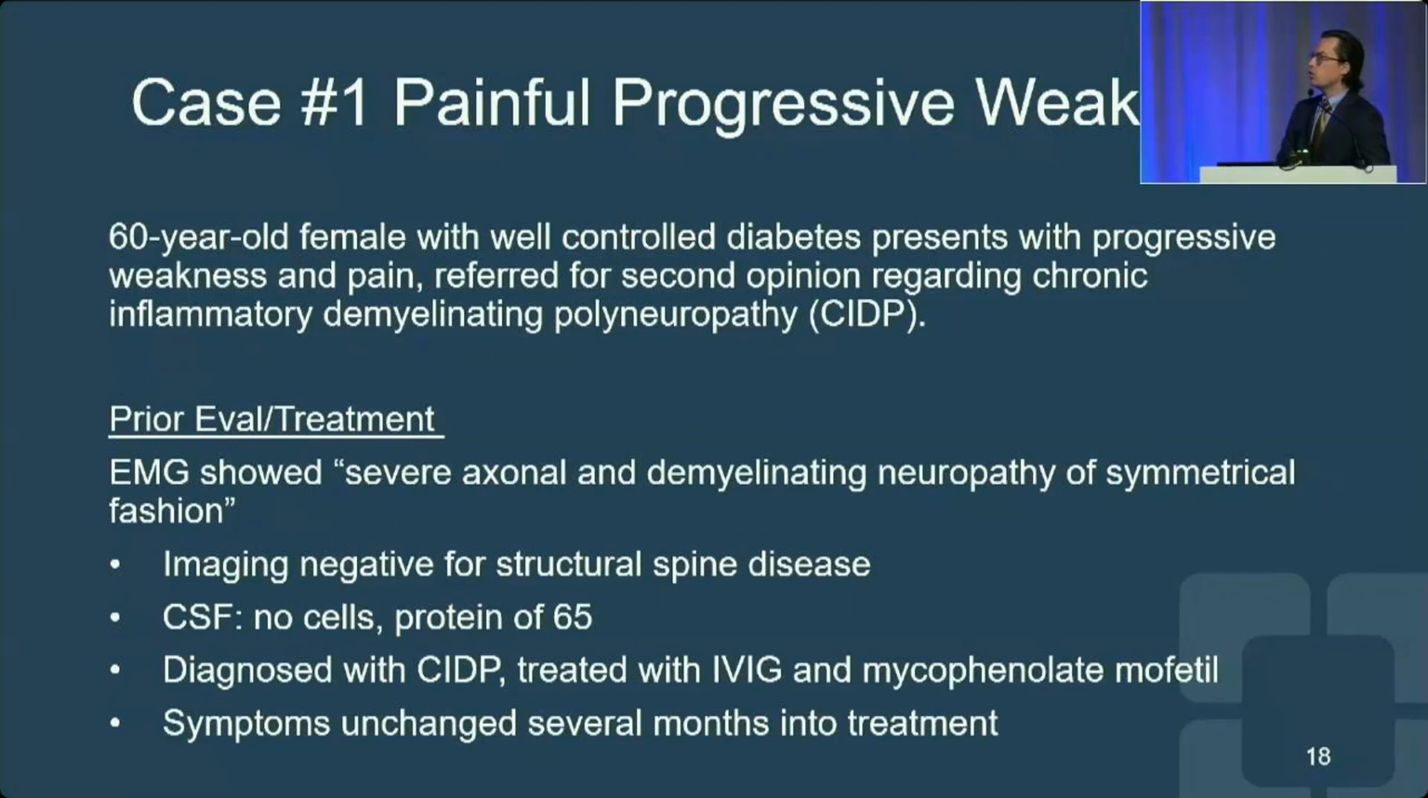In terms of different testing that she had, she had an EMG, and the interpretation was severe axonal and demyelinating neuropathy of symmetrical fashion. She had some imaging looking for radiculopathy that was negative. She had CSF testing with a protein of 65. I actually want to make a comment on CSF protein. In our lab and most labs around the country, a normal CSF protein is like 45. The normal level is 45 if you're 19. The normal level is 45 if you're 119. And that's probably not accurate.